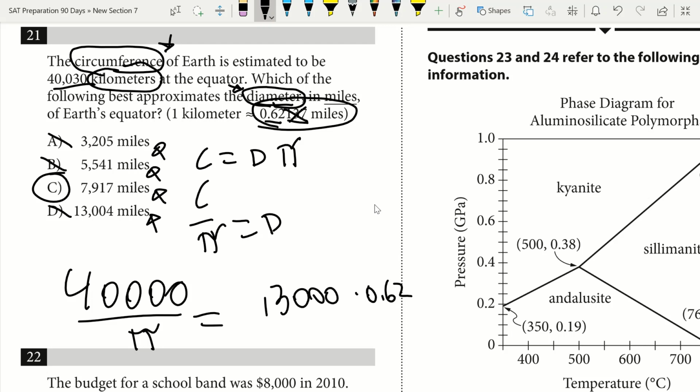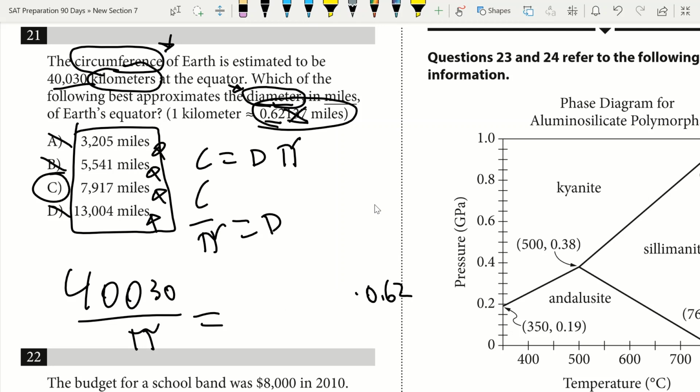Now, if these answer choices, A through D, were much, much closer to each other, then I would have put in 40,030, and I would have divided by pi using the pi symbol on my calculator, and then I wouldn't have put 13,000. I would have put whatever it equaled exactly, and then I would have had to multiply by 0.62137. But in this case, the answer choices were so far apart that I wanted to save time, and dealing with a little bit of a rough estimate was okay because of how far away these answer choices were, so I chose to save the time there.